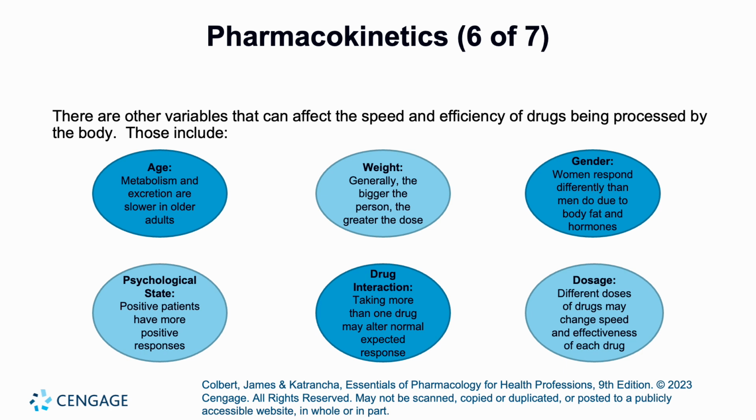For weight, generally the bigger the person, the greater the dose, although this can vary. And sometimes there are medications that are calculated by body weight or by ideal body weight to get the correct dose for that person. When we're talking about gender, I'm going to switch this to biological sex. So we're talking about biological women versus biological men. Biological women respond differently than biological men to some drugs. The ratio of fat per body mass differs, and so do hormone levels. Also, if someone is pregnant or nursing, drugs should be selected that are safe to use for both mother and child.